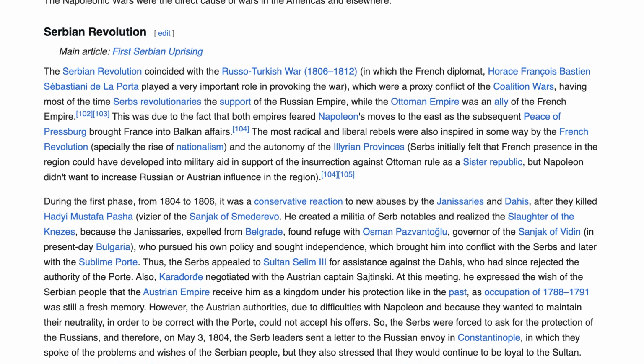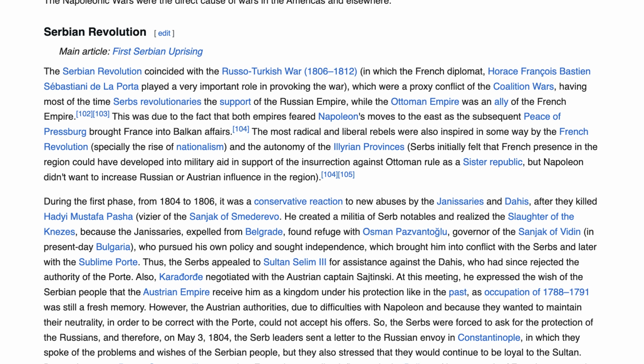Thus, the Serbs appealed to Sultan Selim III for assistance against the Dahis, who had since rejected the authority of the Porte. Also, Karađorđe negotiated with the Austrian captain Sarjetinsky. At this meeting, he expressed the wish of the Serbian people that the Austrian Empire receive Serbia as a kingdom under its protection like in the past, as the occupation of 1788 to 1791 was still a fresh memory.